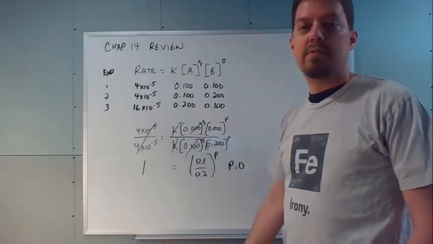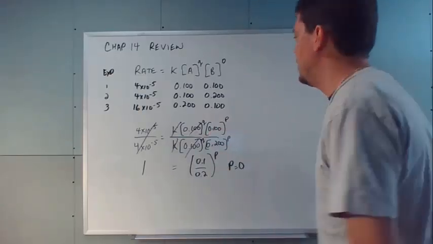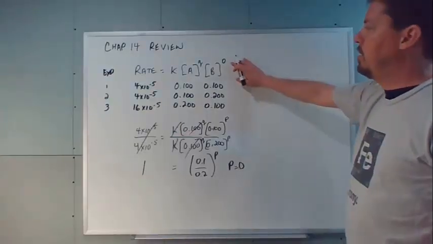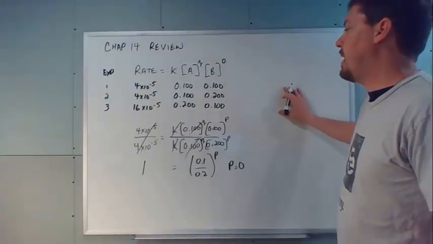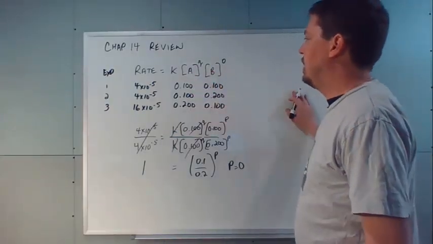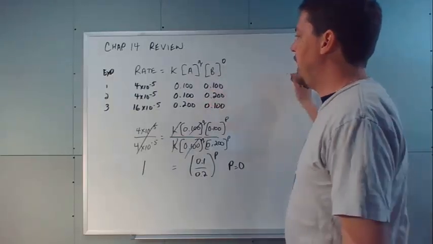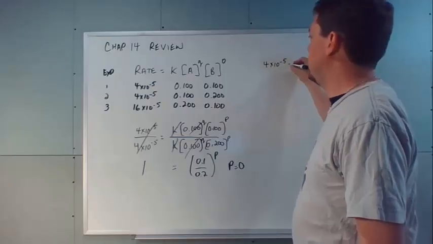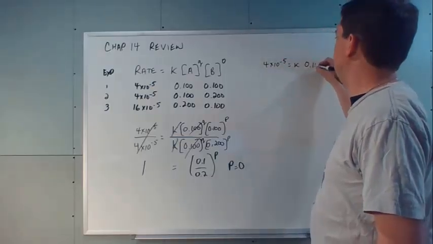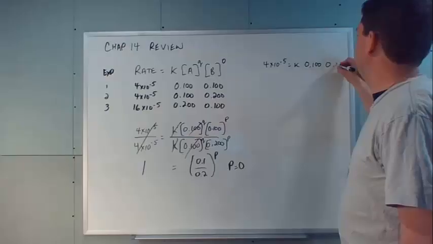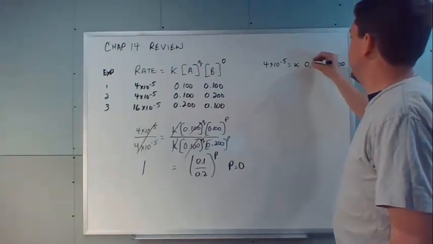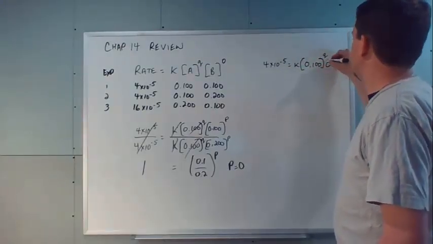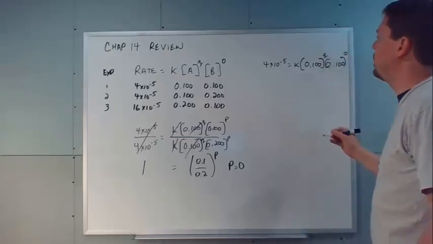So remember, don't use O. There you go. All right, so now we know that B is 0th order. So I go back and I do the same for where B's held constant and A's changed. And so I get 4 times 10 to the minus 5th equals K times 0.100 times 0.100. And now this is to the Q power, but we know that B is to the 0 power.